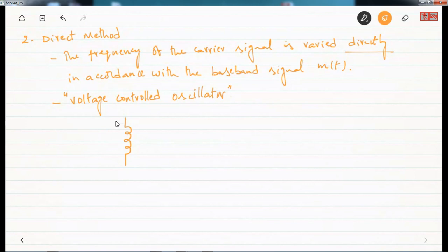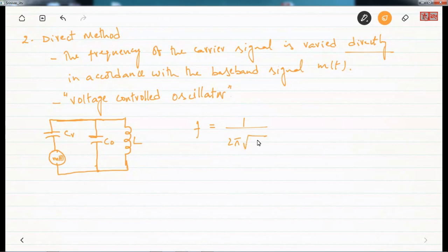So it is something like this. So there is L, and there is a fixed capacitance C naught. And there is a voltage variable capacitance CV. Say this CV varies according to the voltage applied to it. So this is m of t. Right. So we know that the frequency of any resonant circuit is given by 1 by 2 pi root LC.